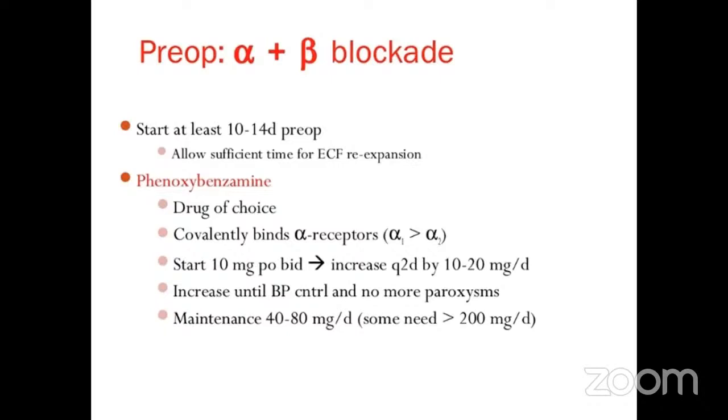Coming to the mechanism of action of phenoxybenzamine, it is the drug of choice which is usually prescribed. It covalently binds the alpha receptors. We have to start phenoxybenzamine 10 mg BID orally. Then we have to increase it by day 2 by 10 to 20 milligrams per day, until the BP is controlled and no more paroxysms take place. We have to maintain at least 40 to 80 mg per day. Some patients may need more than 200 mg.